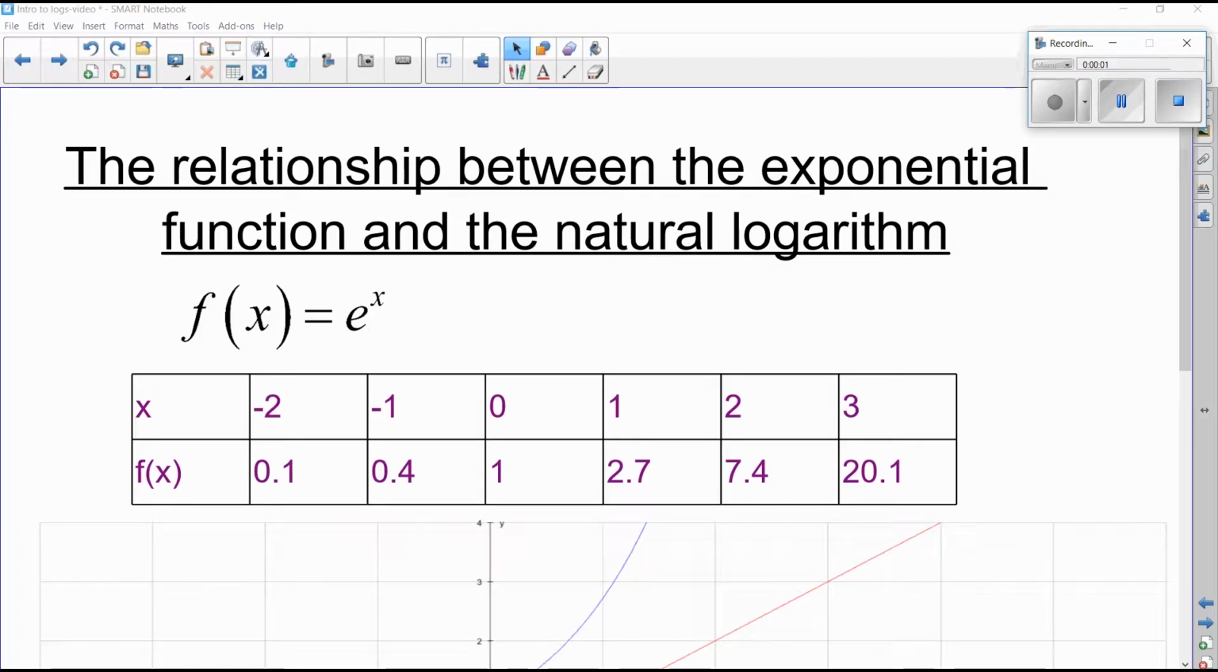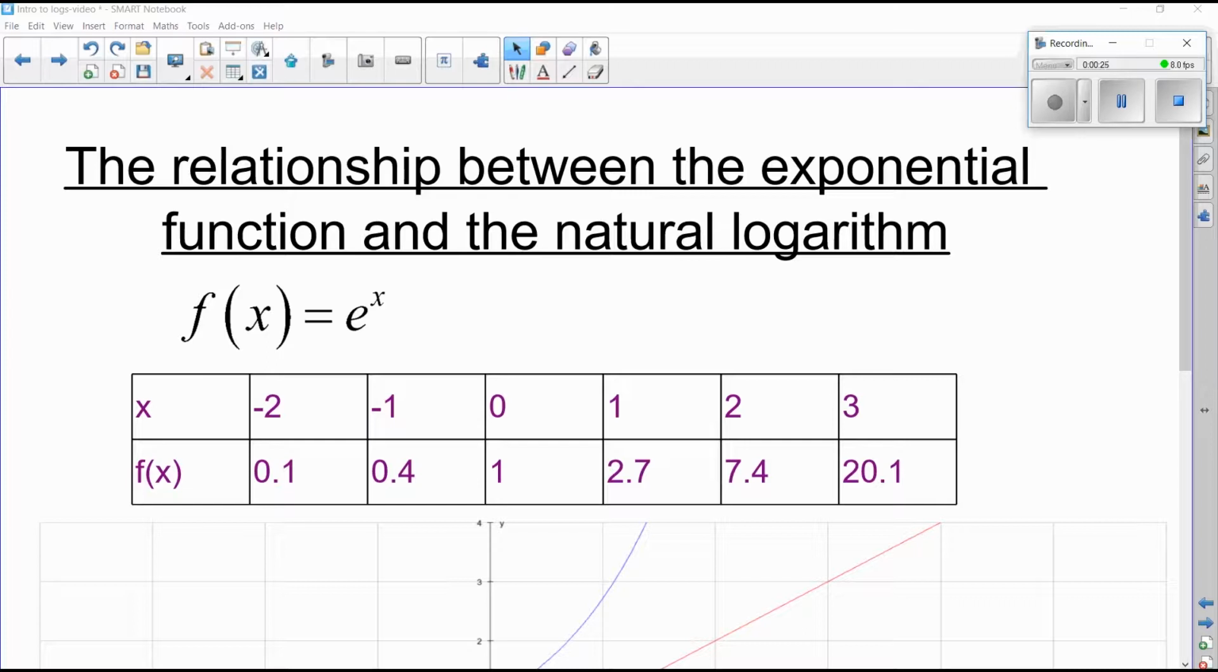We're now going to look at the relationship between the exponential function, which is y equals e to the x, and the natural logarithmic function, or ln of x. If you recall, we already drew the graph of the exponential function. I'm just going to recap how we drew this graph.